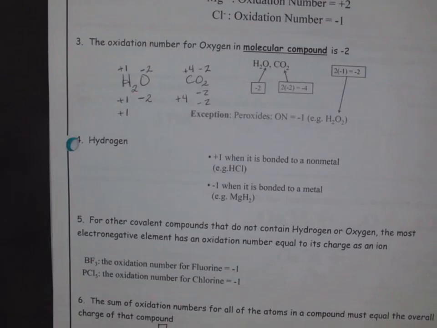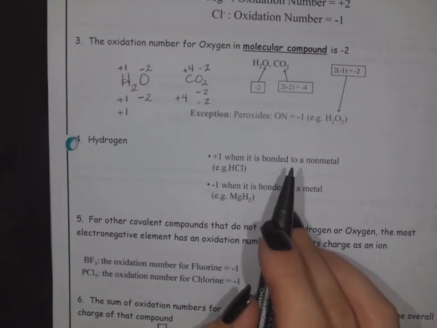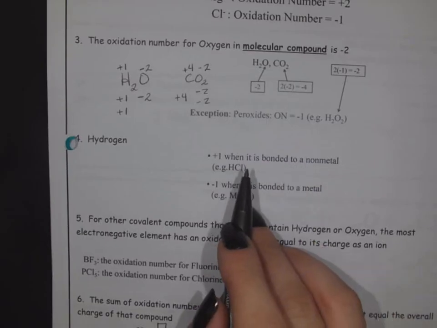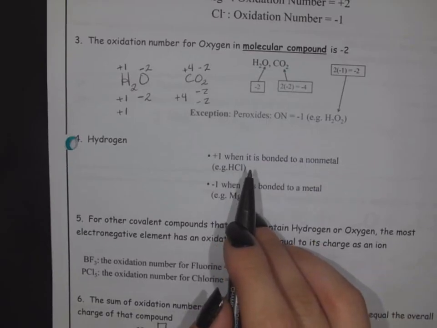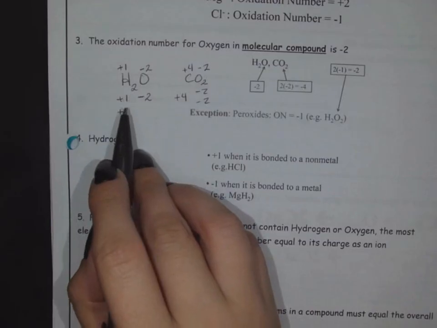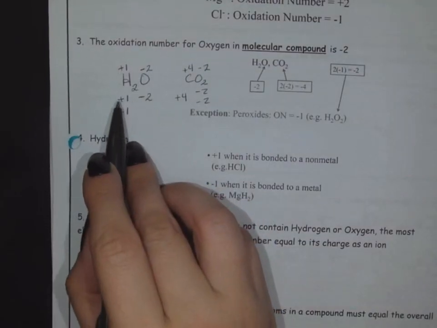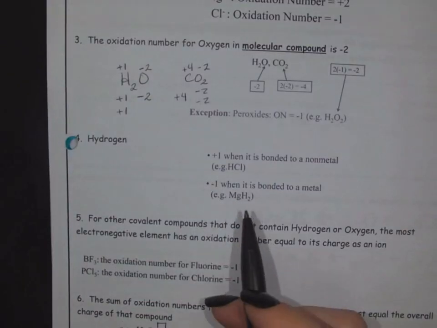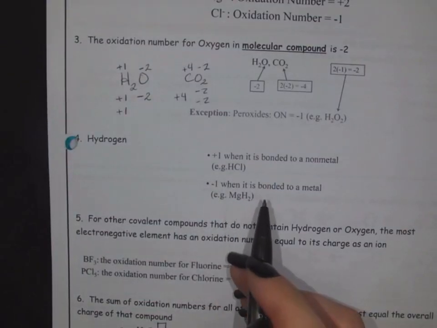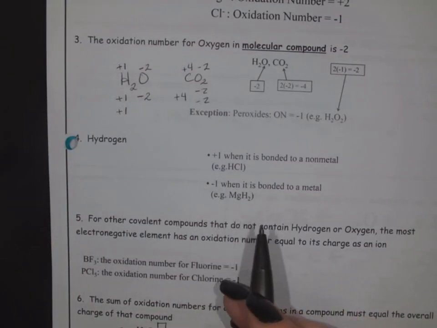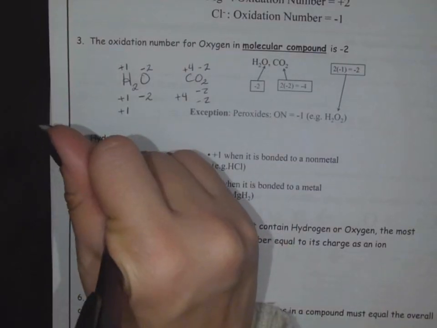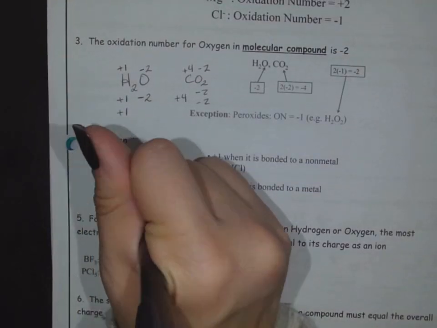All right. When hydrogen, rule number 4, when hydrogen is bonded to a nonmetal, just like oxygen, then it has an oxidation number of +1. And look at that. That worked out perfectly. Oxygen is a nonmetal, and each of the hydrogens were a +1. When hydrogen is bonded to a metal, though, then it has an oxidation number of -1. And this worked out well as well.